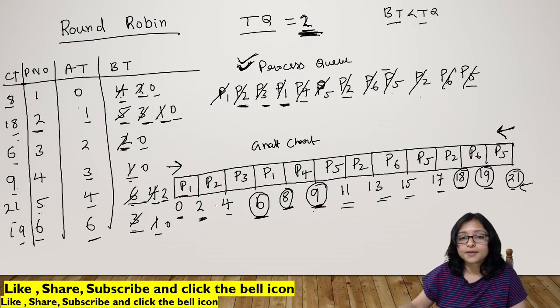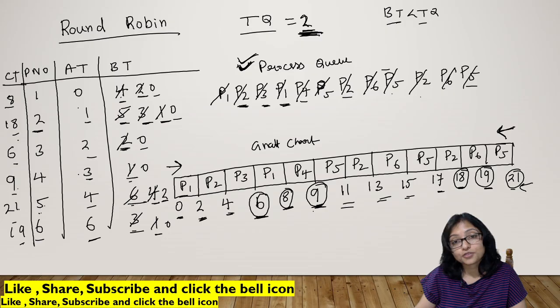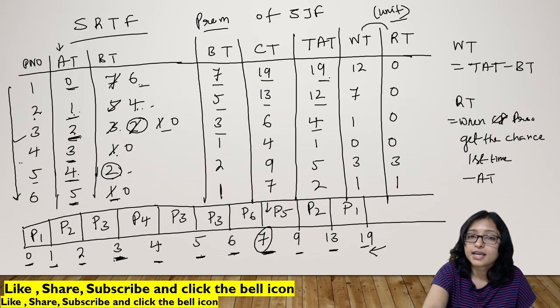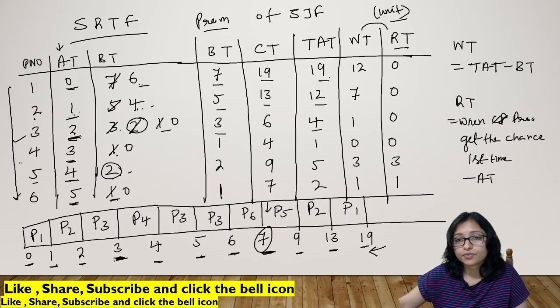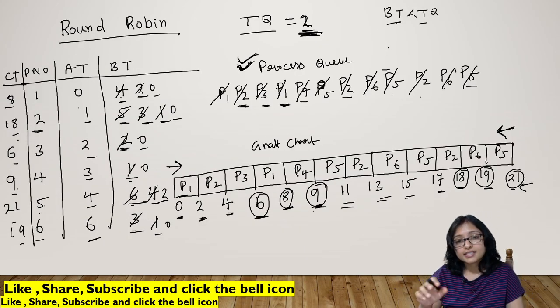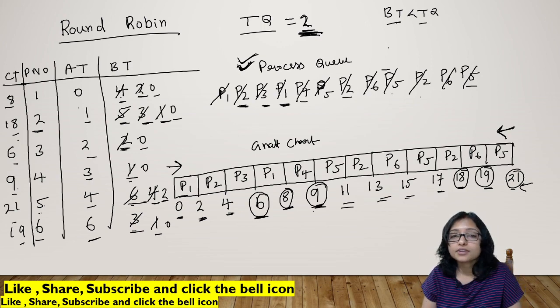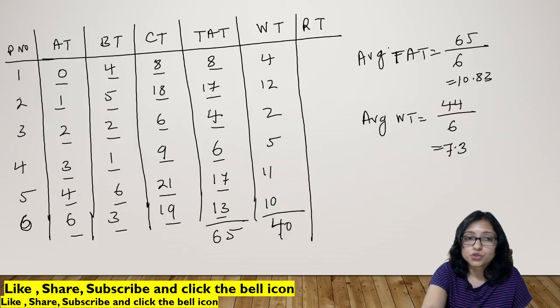What is the arrival time? P3 getting the chance at 4. 4 minus the arrival time. In that way you have to do the response time, just like the same way how we did here. Go from this side and check the first time when I am getting a chance and what was my arrival time. That way you can cover the response time also.